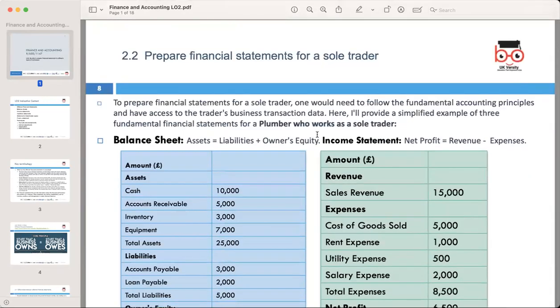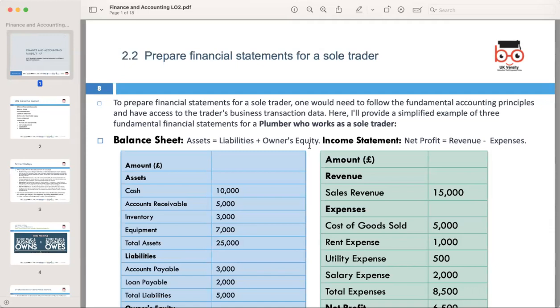So, prepare financial statements for a sole trader. Here we will discuss the financial statements of a sole trader. Specifically, we will focus on three fundamental statements: balance sheet, income statement, and statement of owner's equity. The balance sheet is a snapshot of a business's financial position at a specific point in time, usually at the end of an accounting period. It follows a simple equation: assets equal liabilities plus owner's equity.